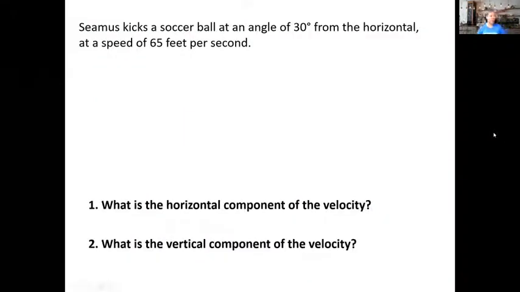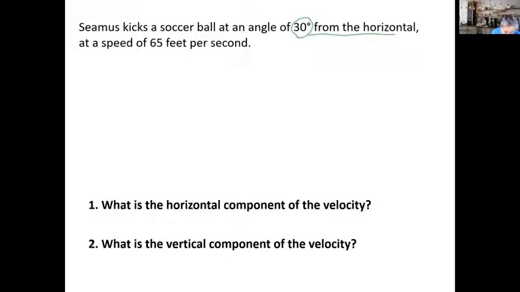Okay, the first example is this. This one was categorized as the type of application of vector as the velocity. And this is the simplest type, yeah? Someone kicks a soccer ball at an angle of 30 degrees from the horizontal at a speed of 65 feet per second. And the parts we are asked to find are the horizontal component and vertical component. This is a very simple situation where we can utilize one vector. And since we are given the direction angle, which one is the direction angle from the context here? The 30 degrees is measured from the horizontal line, right?